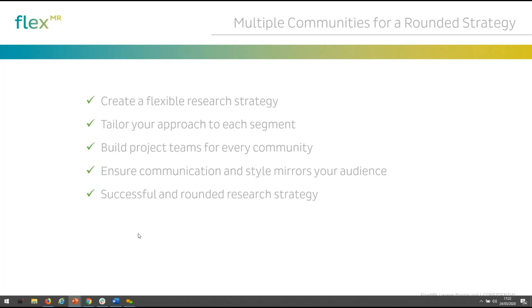It also ensures we have the right communication and style. It mirrors your audience. Just because you've got a research community, yes, there's an argument for putting a bigger sample in it, but remember, the better engagement you get, the better your project will be. And sometimes to improve that engagement, you want to separate it either by market or by segment or by audience. Tailoring your style and communication will improve the success of your research community.